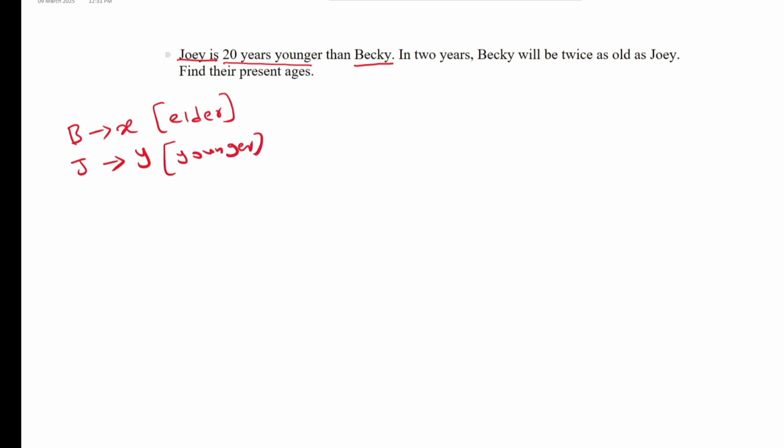Now Joy is 20 years smaller in age than Becky. It means those two persons' age difference is 20 years. So, age difference means bigger person minus smaller person, nothing but elder one minus smaller one. The age gap is 20 years, right? So the first equation we can make as elder person's age minus younger person's age is equal to 20 years. This is equation number 1.